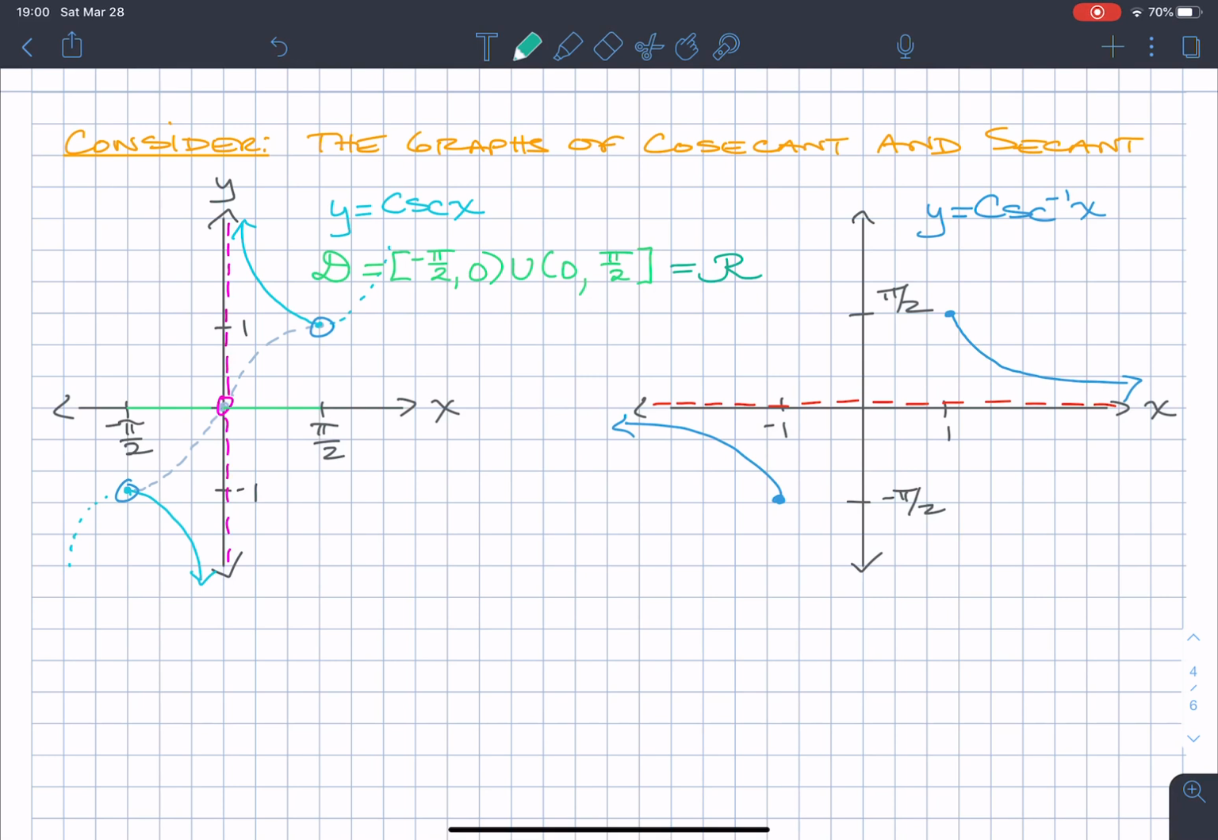What is the domain of my inverse function? Notice the domain of the inverse function is from 1 all the way to the right, from negative 1 all the way to the left. So the domain of this inverse function, it's interesting to note, is from negative infinite to negative 1 inclusive, and then it's from 1 to positive infinite, but nothing in between.